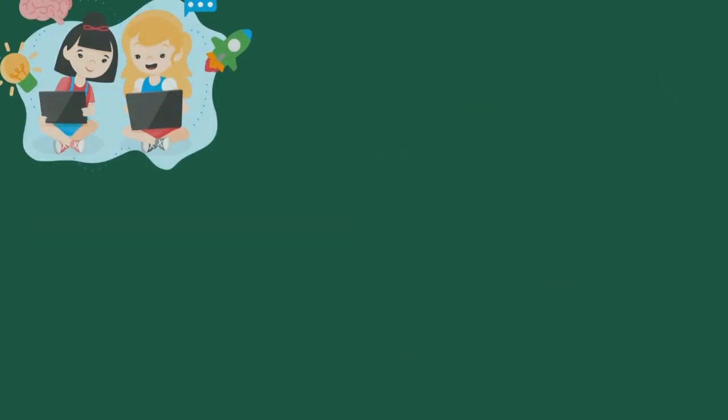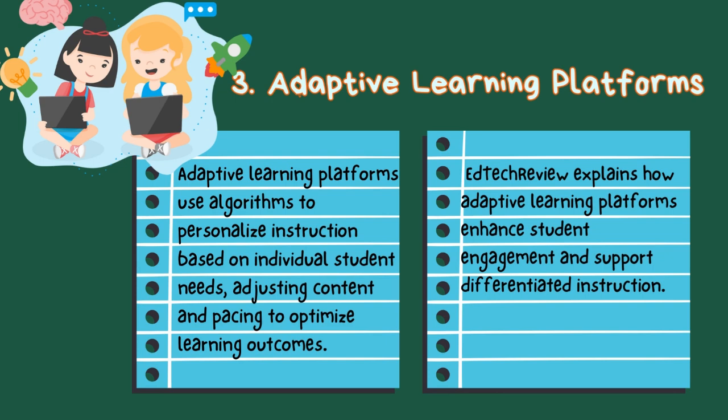Now let's proceed to the third type of technology-based assessment, which is the adaptive learning platforms. Adaptive learning platforms use algorithms to personalize instruction based on individual student needs, adjusting content and pacing to optimize learning outcomes. EdTech Review explains how adaptive learning platforms enhance students' engagement and support differentiated instruction.